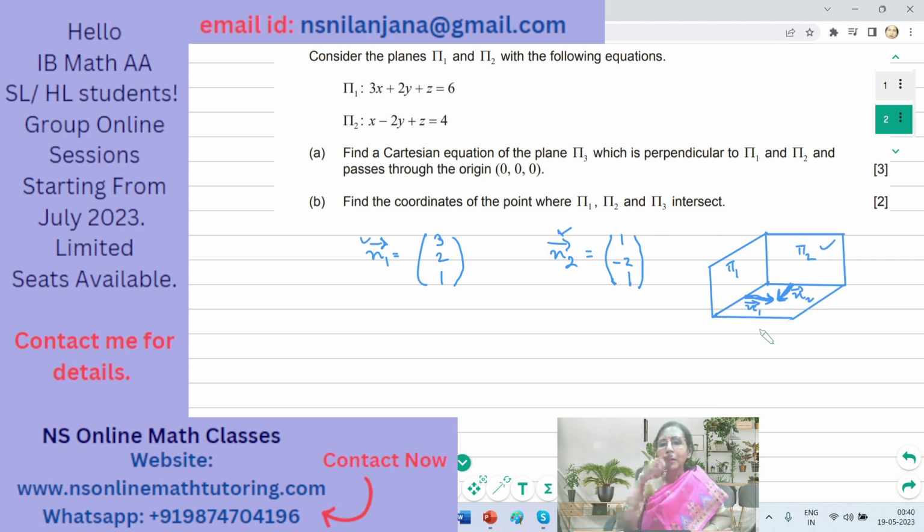Now, if I have to get the equation of the third plane, that is the equation of the floor in our case, we have been given the coordinates of the point through which the third plane passes, that is the origin. The first two planes are also passing through this point, but they are not saying that 0, 0, 0 is the common point between these three planes. 0, 0, 0 may not be this point, but it is a point through which the third plane passes.